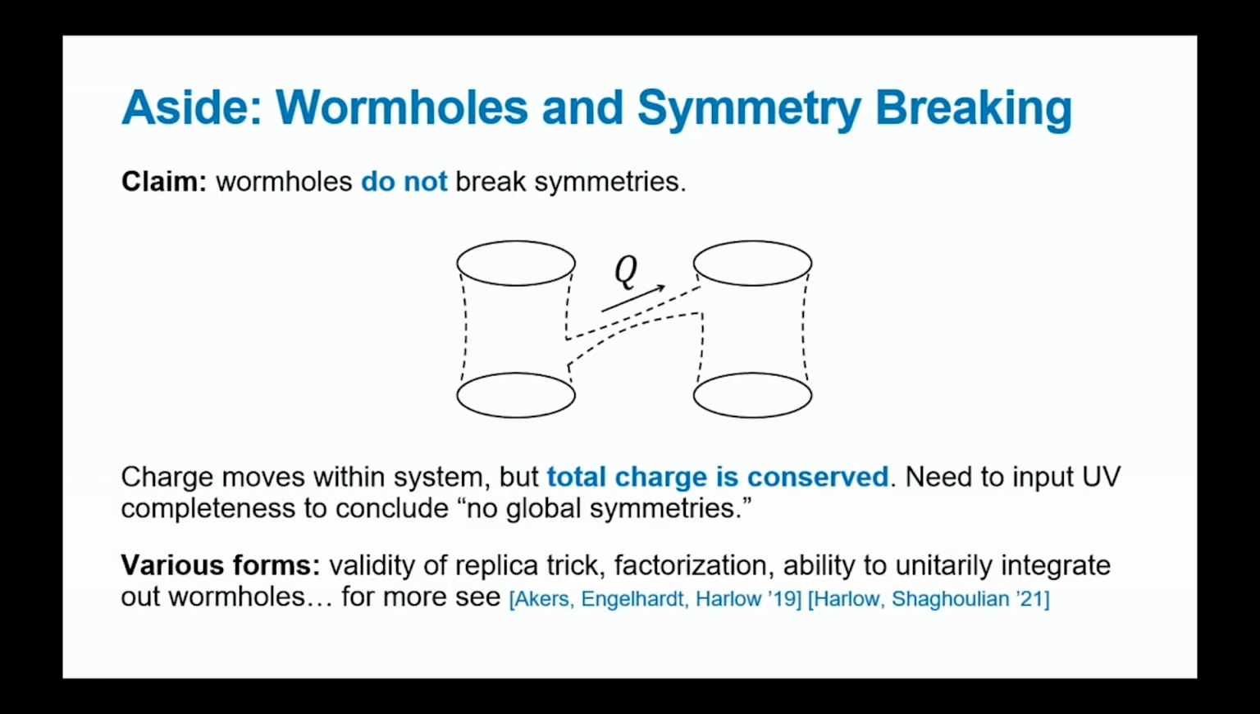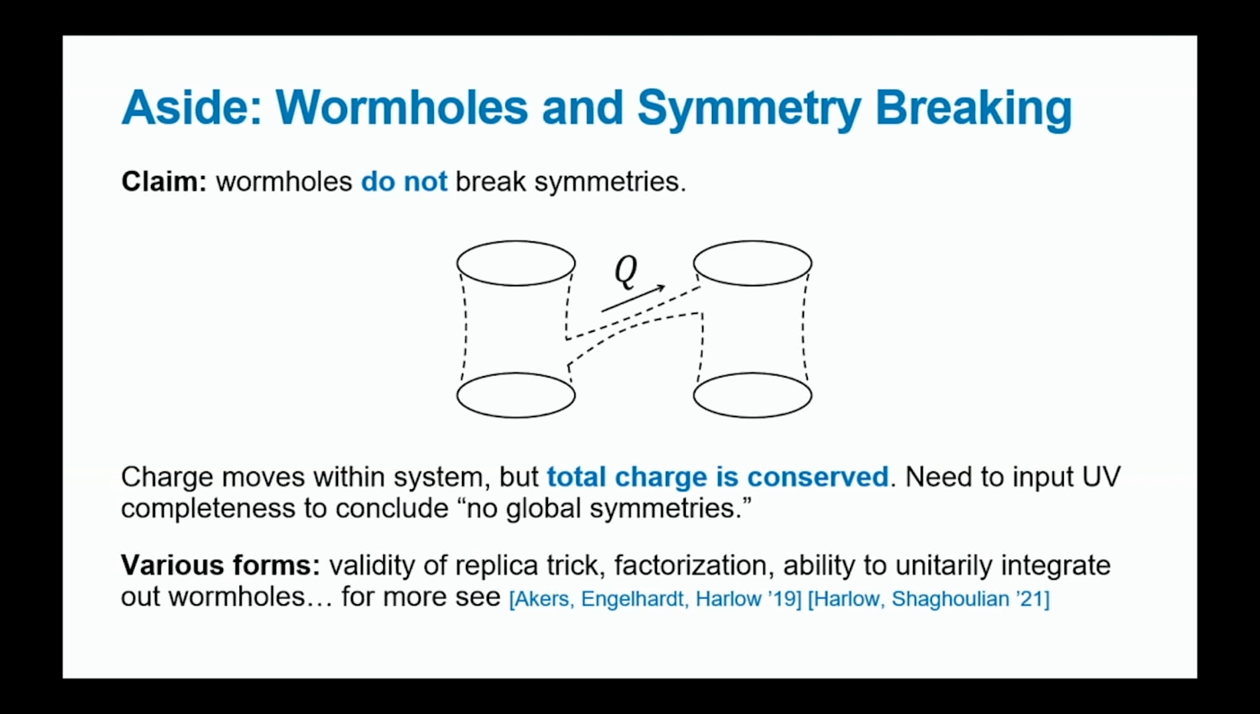So on that note, I want to make a couple comments about what I think are some common misconceptions. So the first is that I want to claim that wormholes do not break symmetries. Wormholes certainly have something to do with violation of symmetry. But let's consider the following process. Let's consider a space-time amplitude where in the future we have a disconnected universe. In the past we have a disconnected universe. And at some intermediate time, some charge is carried from one to the other by a Euclidean wormhole.